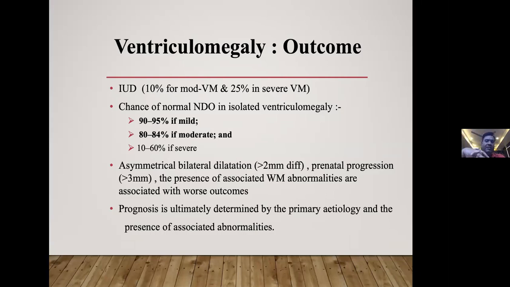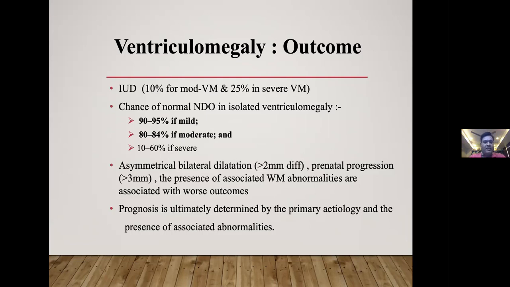If there is an asymmetrical bilateral dilatation with more than 2 mm difference, prenatal progression should always be looked at. And when the progression over a one to two week interval is more than 3 mm, this is associated with white matter abnormalities and the neurodevelopmental outcome is not good.